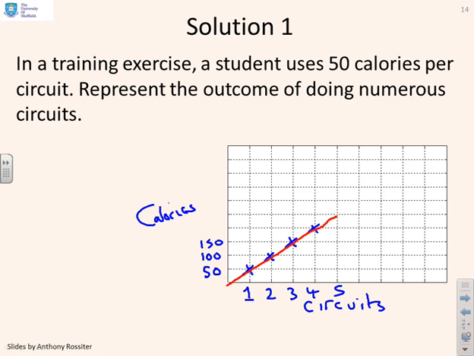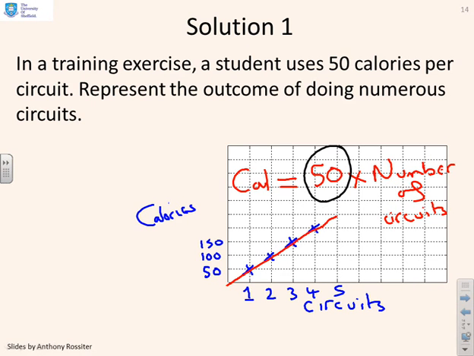Okay? However, is there a formula here? Well, there is, because what I'm actually writing is calories equals 50 times number of circuits. So you've actually got a formula which represents this data. The gradient is given by this 50, the vertical axis given by calories, the horizontal axis by number of circuits. So this formula represents this graph.